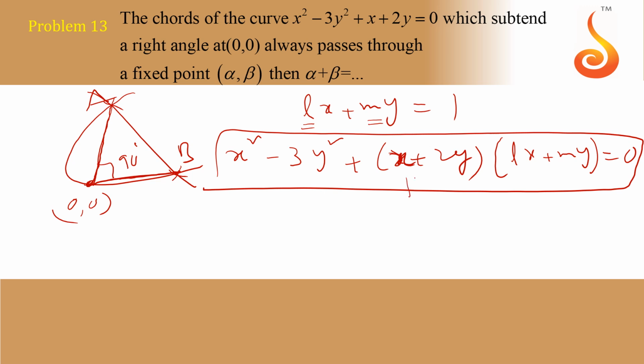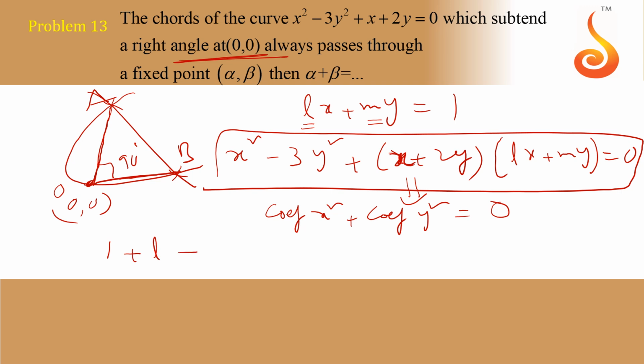So automatically this will be the pair of straight lines OA and OB. Since it is making 90 degrees at origin, coefficient of x square plus coefficient of y square must be equal to 0. So what is the coefficient of x square? Coefficient of x square is 1 plus L, plus what is the coefficient of y square? Y square coefficient is here 2M, here minus 3, equal to 0. So what is L equal to?